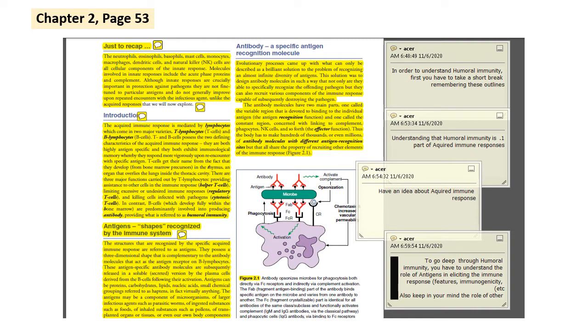And also, let us discuss something about the antigen. To go deep through humoral immunity, you have to understand the role of antigen in eliciting immune responses. You already knew from the previous lecture that there are specific features for an antigen to be an immunogen. You know, not all antigens are immunogens. And there are many factors.